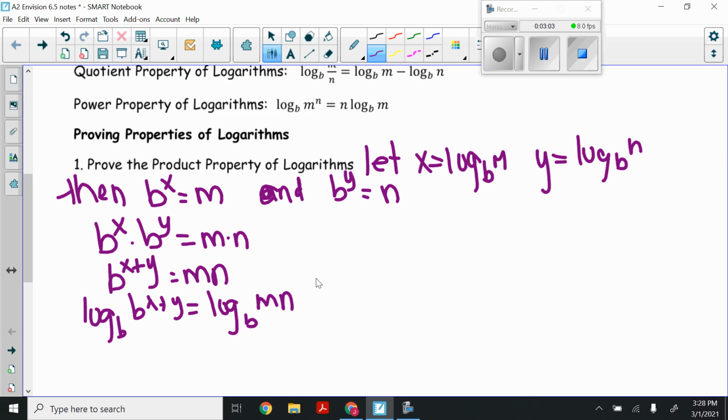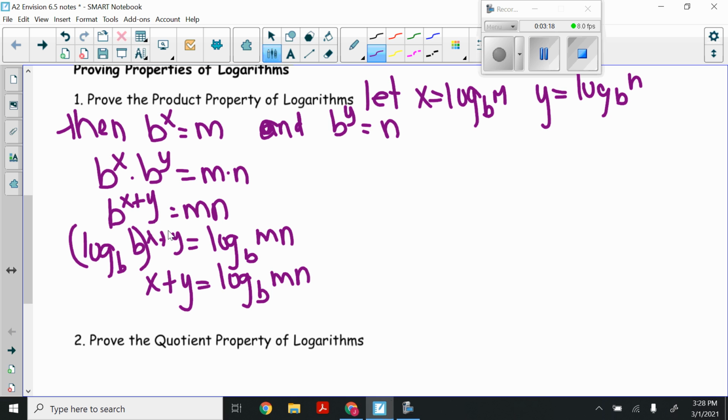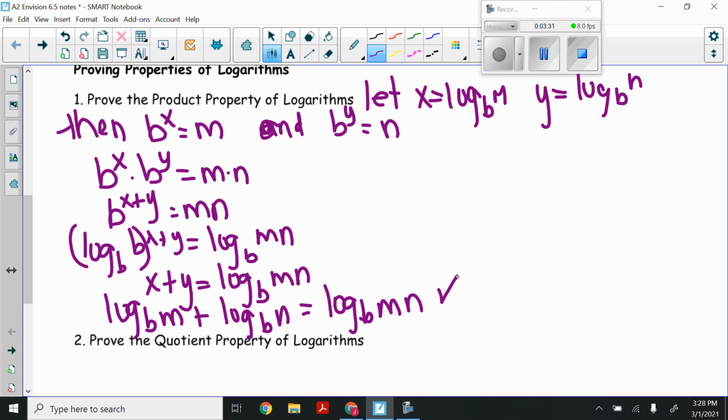Log base b of b, remember all of that has the same base, so that's really just 1. It goes away, so I'm left with x plus y equals log base b of mn. Now I'm going to replace x and y with what I said that they were equal to. So x, I said, was really log base b of m, plus y, we said, was log base b of n. That equals log base b of mn. So we just proved the product property.